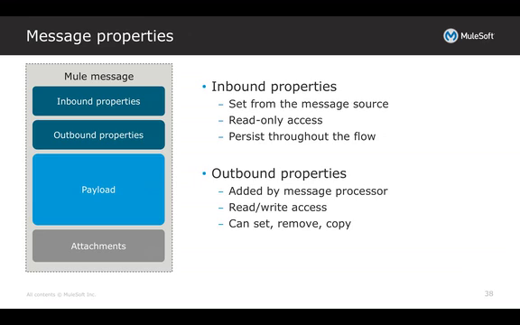Inbound properties are set from the message source, and we as developers only have read access. They will also persist throughout the flow. Outbound properties are added by message processors. This means we can read and write to them, giving us the ability to set, remove, and copy those properties.